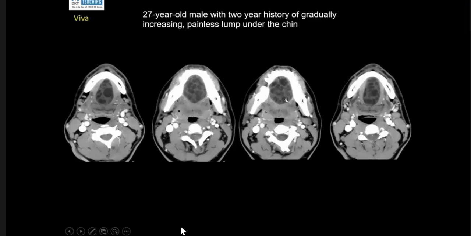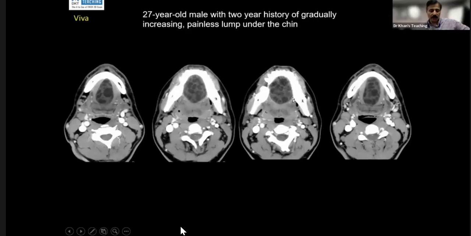A 27-year-old with a history of a gradually increasing lump under the chin. There is a lesion in the sublingual space with internal areas of hyperdensity, likely involving the sublingual gland over here, in this phase. Hint: first hint is, is it crossing the midline? It is going right and left, correct? Yes, it is fully crossing the midline.